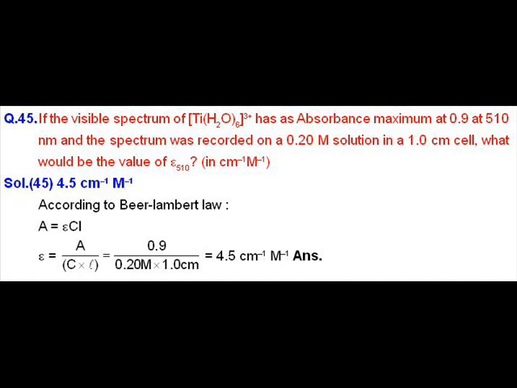Now here we will use Beer-Lambert law. According to Beer-Lambert law, absorbance A is given as epsilon into C into cell length. So we have to find out the value of epsilon. So epsilon will be given as A divided by the concentration of the solution multiplied by cell length. After substituting all the values, we will get 0.9 divided by 0.2 multiplied by 1 centimeter. So the value of epsilon will be equal to 4.5 centimeter inverse molar inverse.